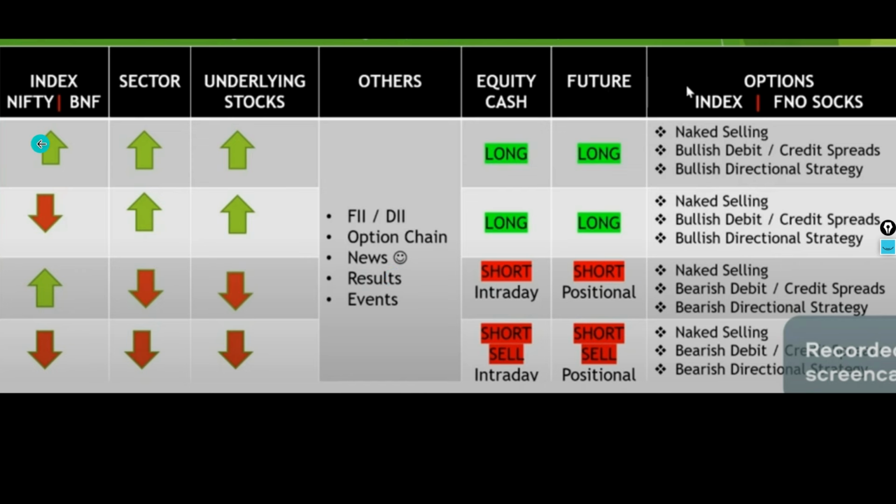All right, now based on this combination, you go long in cash or future. This is for the options also, you read it yourself. Nifty coming down, but the sector is going up, and just check any underlying asset within that sector which is also going up, so at least you can go long, you can take the chance. But if Nifty is going up, the sector is coming down, and within the sector the stocks are also coming down, then you can go for the shorting opportunity.